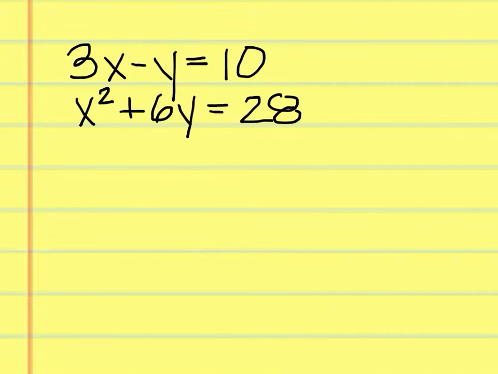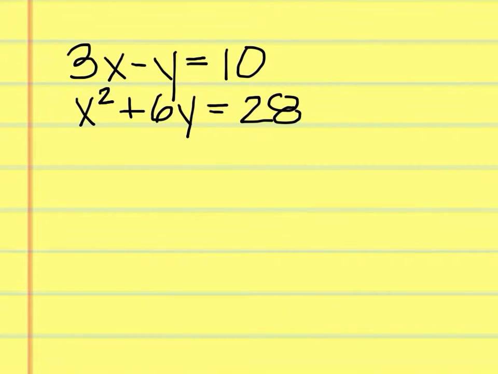You have four choices when you start these problems, of which you could have things to isolate: x, y, x squared, and y squared. You can isolate any one of those four. Try to find the easiest one to isolate, and in this system, I think it's this one.